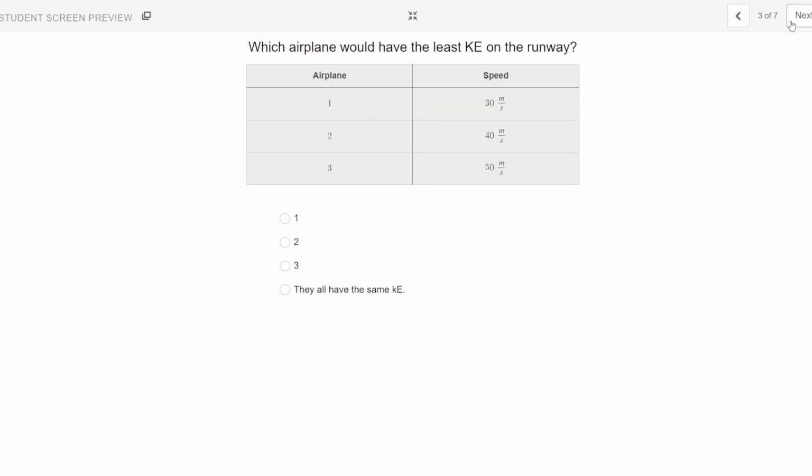Which airplane would have the least kinetic energy on the runway? Well, assuming all the airplanes have the same mass, we look at velocity, and the one with the least velocity, number 1, will have the least kinetic energy.